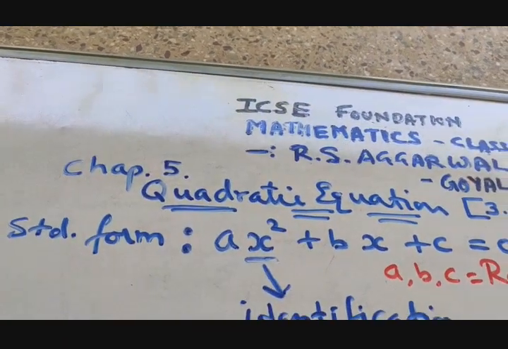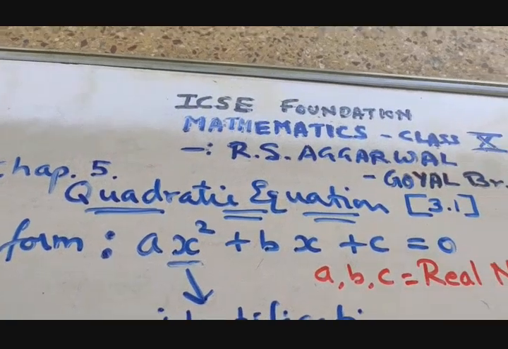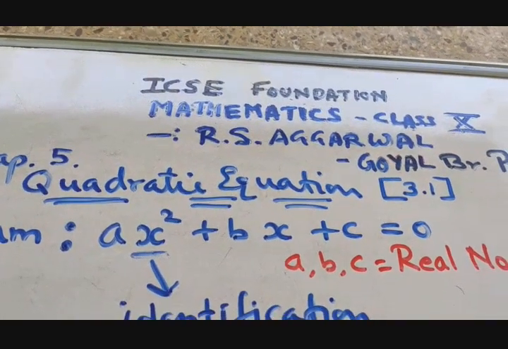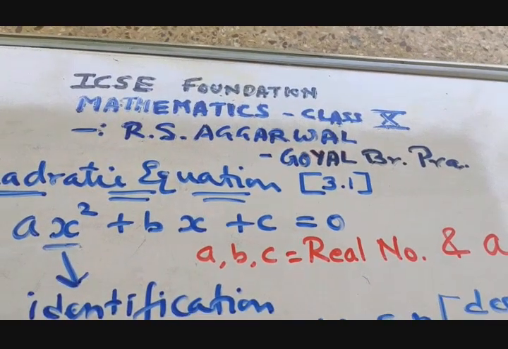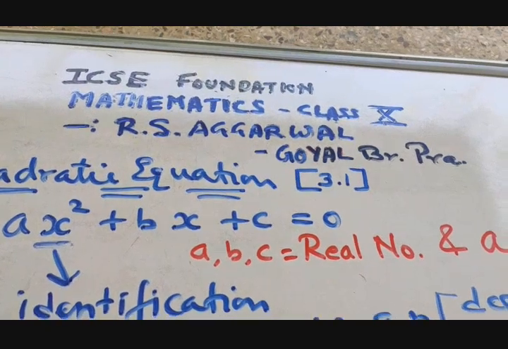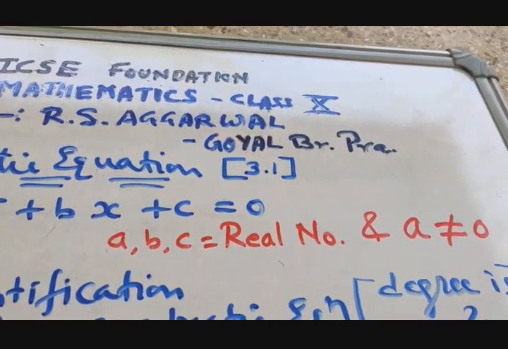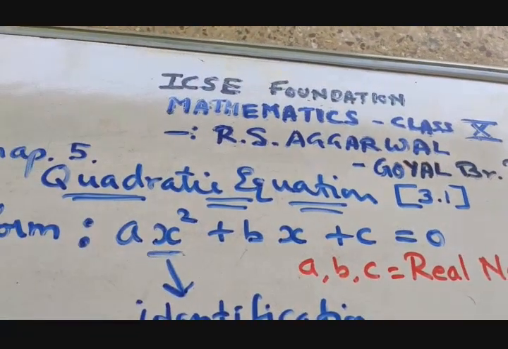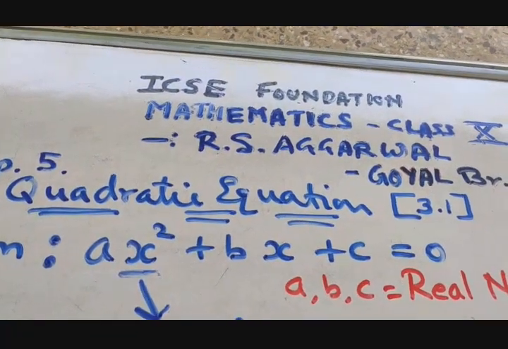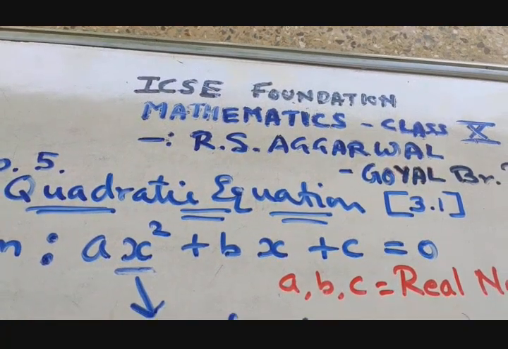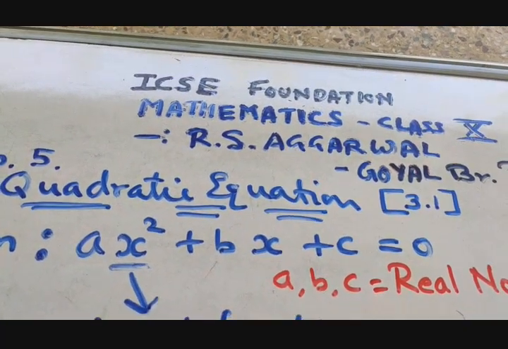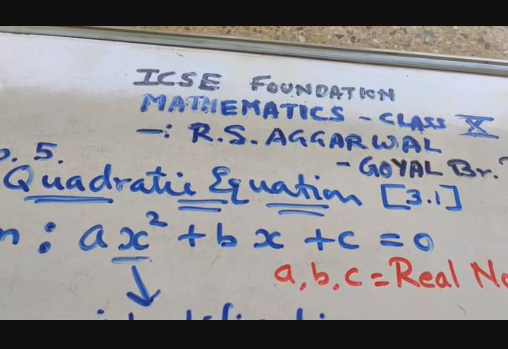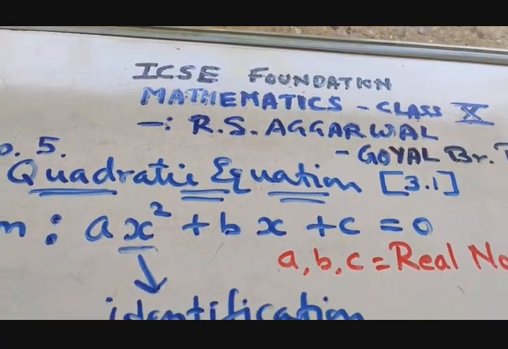We are working on chapter number 5, quadratic equation, episode 3.1. I have mentioned the standard form of quadratic equation, that is ax square plus bx plus c is equal to 0, and I have mentioned the condition that a, b and c are real numbers, and the most important one is a is not equal to 0. If a becomes 0, then the x square will become 0, then it becomes a linear equation. Linear equation is bx plus c. But if it is ax square plus bx plus c, then it becomes a quadratic equation.